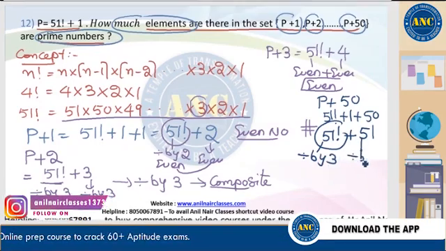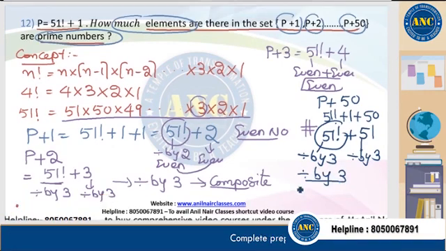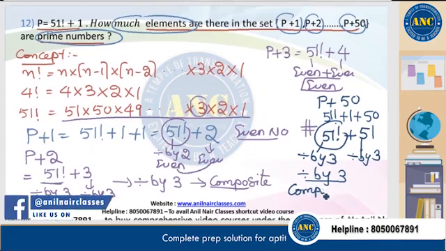51 is also divisible by 3. So the answer is divisible by 3. It will become a composite number.